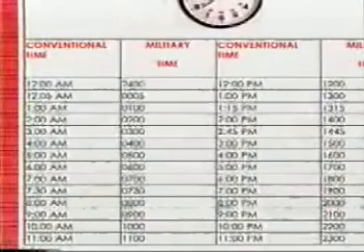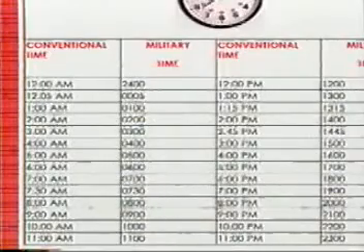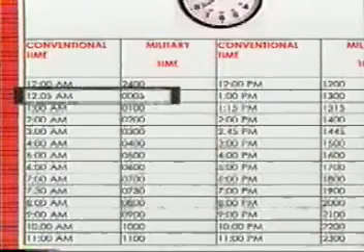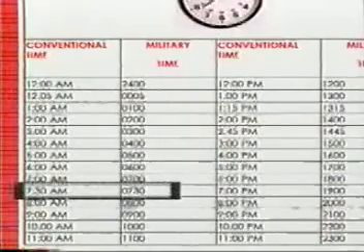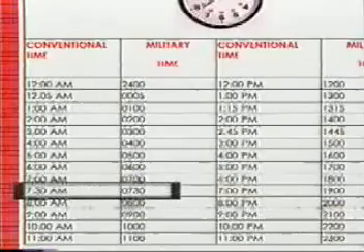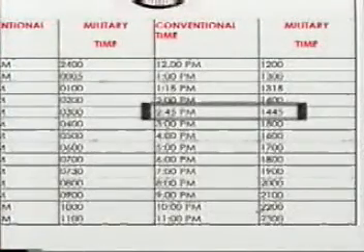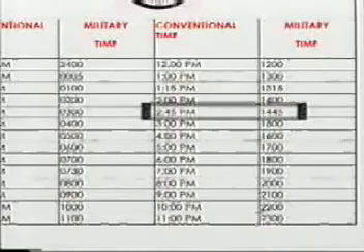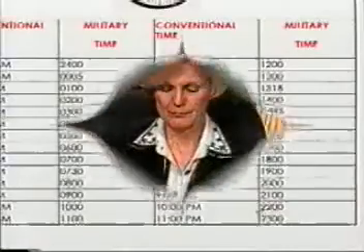The last two digits indicate the minutes of each hour, from 01 to 59. Thus, 0005 military time would be 5 minutes after 12 midnight. 0730 military time would be 30 minutes after 7 a.m. 1445 military time would be 2:45 p.m. and so forth.